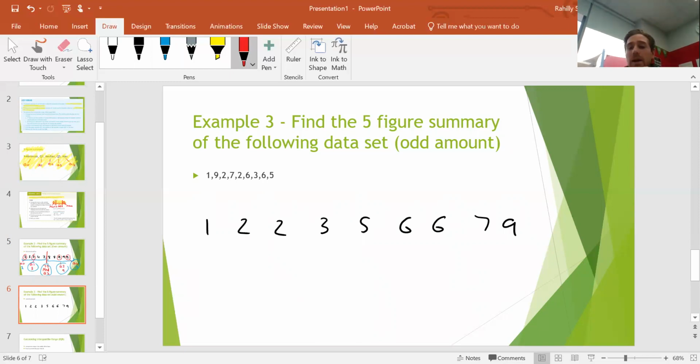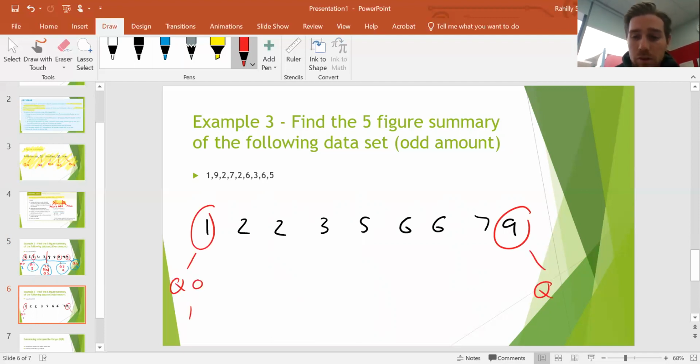Again, let's work out our minimum and our maximum first of all. Obviously the minimum is 1, so Q0 is 1. Our Q4 is 9. Now what's our middle number? If we have 9 numbers, our middle number is going to be our 5th number. So 1, 2, 3, 4, 5. Our 5th number just happens to be a 5 in this. That's our Q2, or our median, is 5.